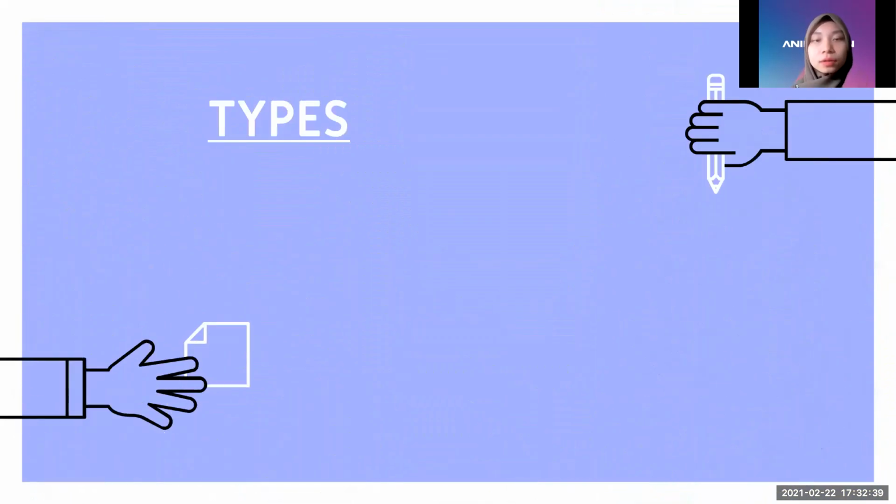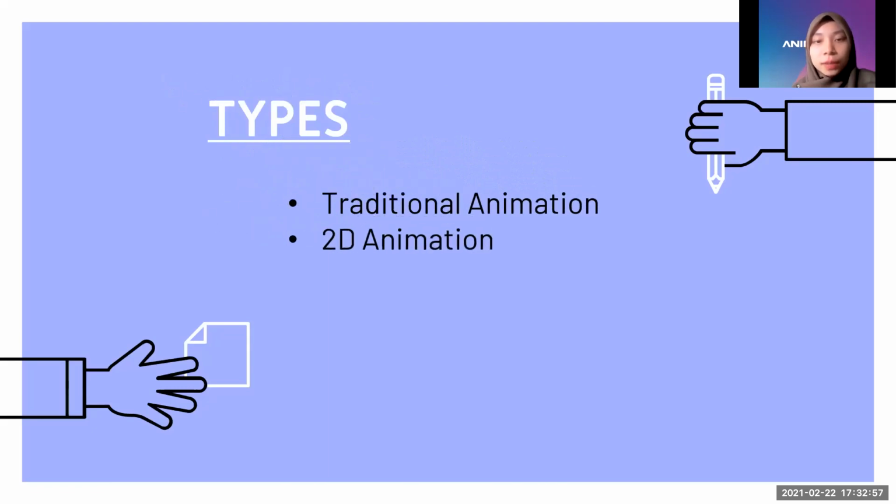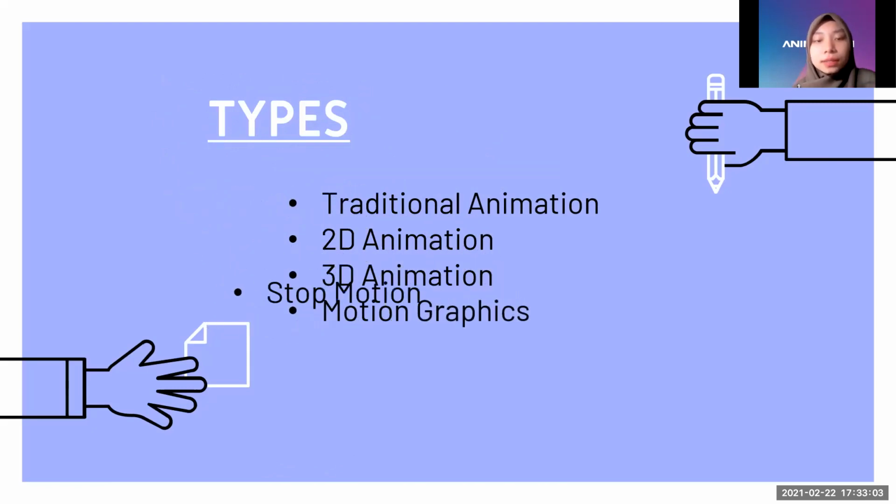Okay, for types of animation, there are many different types, but most fall into 5 major categories. First of all, traditional animation, 2D animation, 3D animation, motion graphics, and the last one is stop motion.